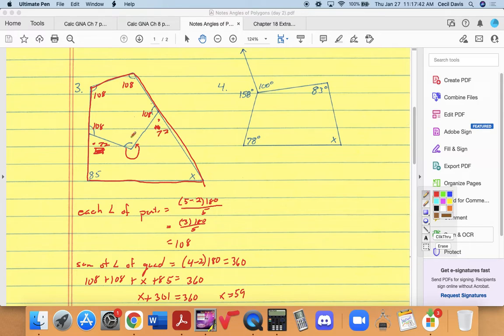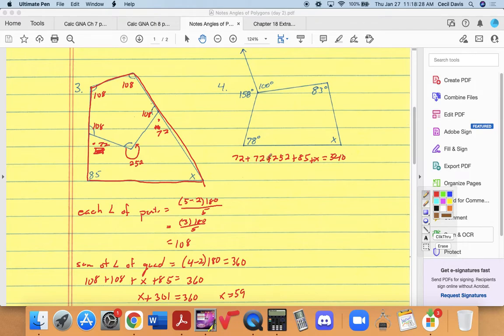This would be 72. 108 from 360 would be 252. And this is a 1, 2, 3, 4, 5, a pentagon. The sum of the angles in a pentagon is 540. So you'd have 72 plus 72 plus 252 plus 85 plus x, and that's 540. I borrowed wrong, it's 252.